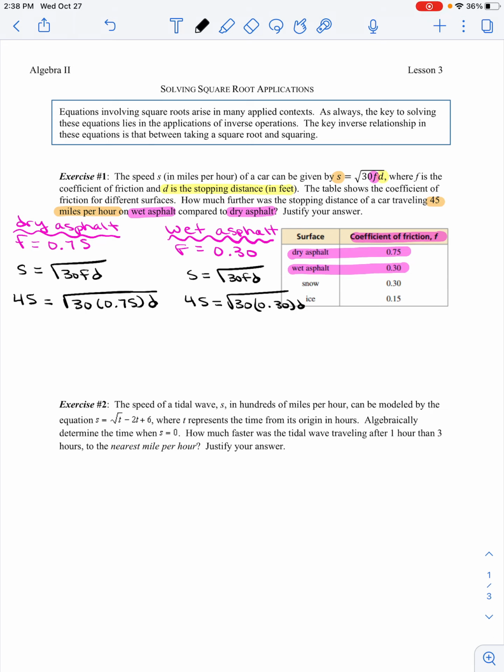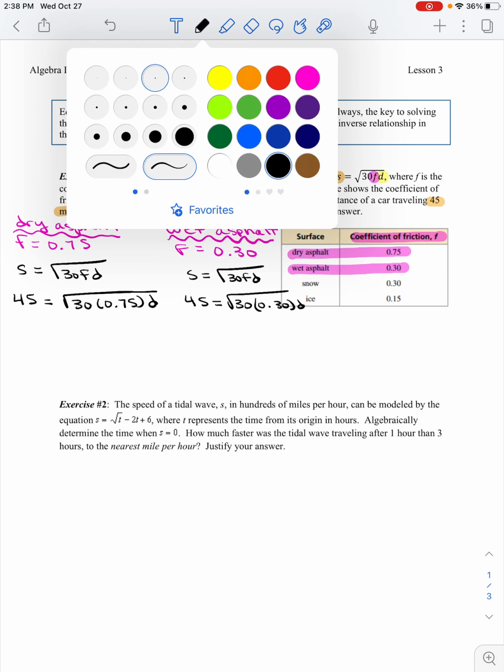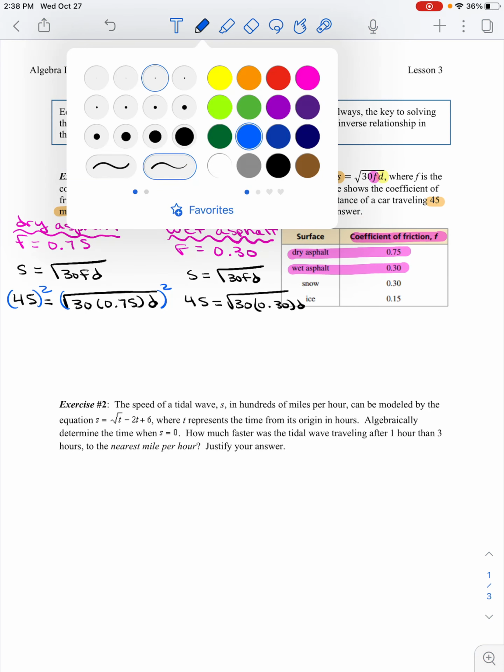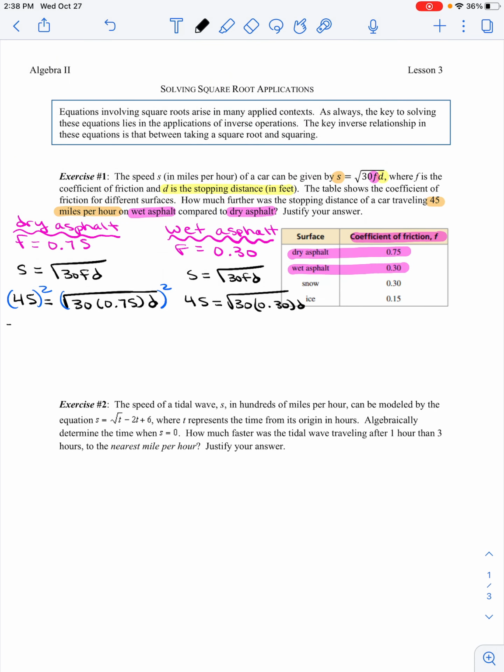So the first step would be to square both sides to get rid of that radical sign. So 45 squared is 2025. And when you square a square root, they cancel each other out, leaving us with just 30 times 0.75D. And if you wanted to, you can now multiply the 30 times the 0.75 to get 22.5D. And now we're going to solve for D by dividing both sides by 22.5. So D is equal to 90.